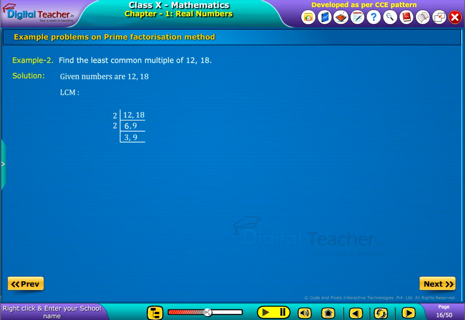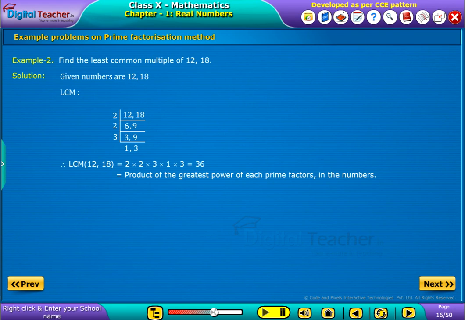At this stage, the two numbers can be expressed in terms of prime factors. Now, the obtained numbers are prime in nature. They cannot be further factorized into numbers other than 1 and themselves. The product of all these prime numbers is shown on screen as the least common multiple of the given numbers, which is equal to the product of the greatest power of each prime factor in the numbers.